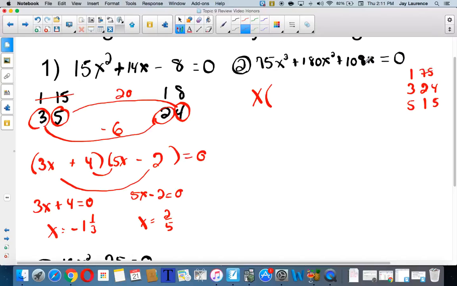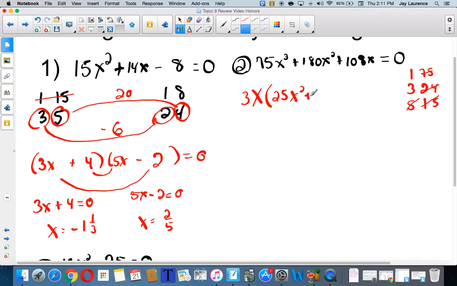24 times 5 would be 120. 24 times 4 would not be 108. So 24 is not going to work. 15 can't work because it's not going in 5 times. 5 is not going to work. 3 must be it. So I'm going to pull out 3x out as my GCF, and I'll be left with a 25x squared. I like that because it's a perfect square.